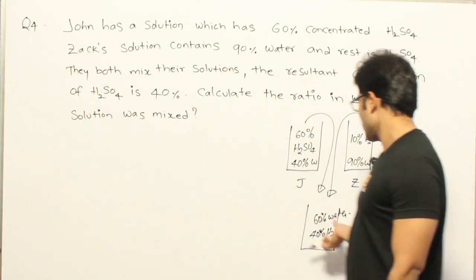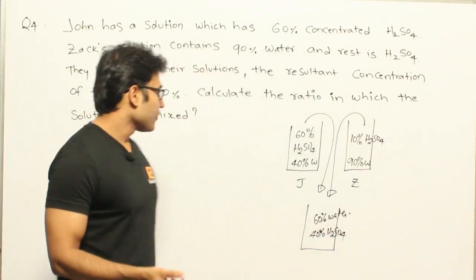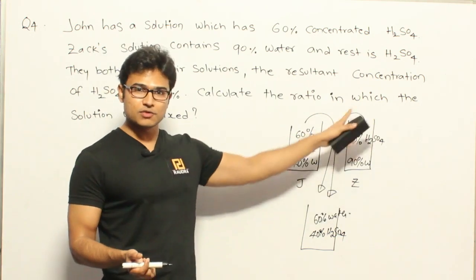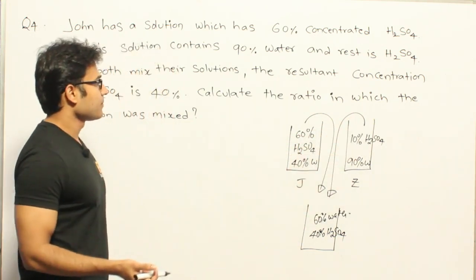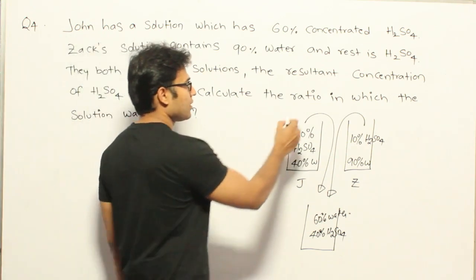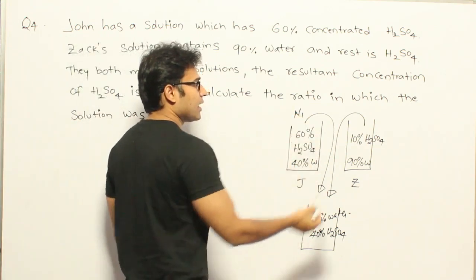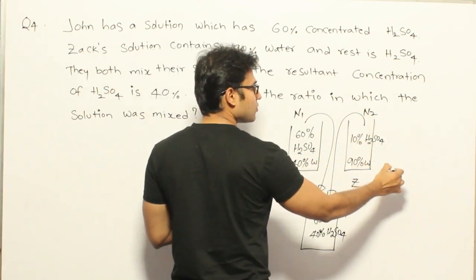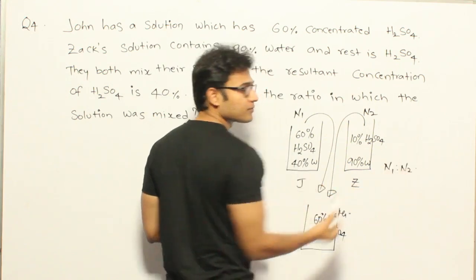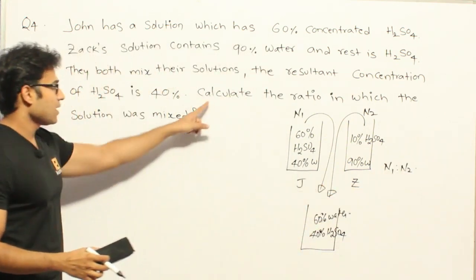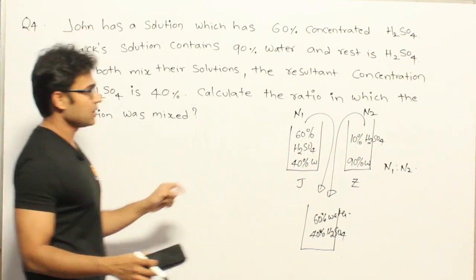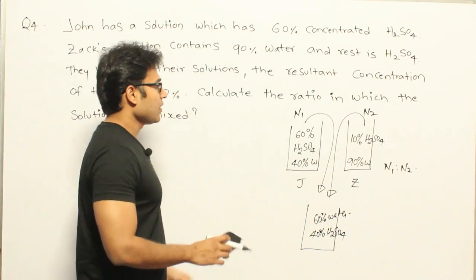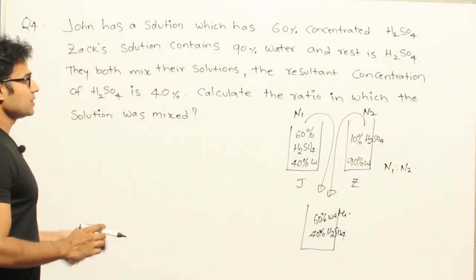Now we are supposed to find out what are the values of this. How many liters should be taken from here and how many liters should be taken from here. If you assume that from here you are going to take N1 liters and from here you are going to take N2 liters, then they are asking us what is the ratio. So N1 is to N2. This is what is asked. Okay. So see this. Calculate the ratio in which the solution was mixed. Right. So if you assume that N1 is from here, N2 is from here, you have to find N1 is to N2. Now let us say N1 is taken from here.